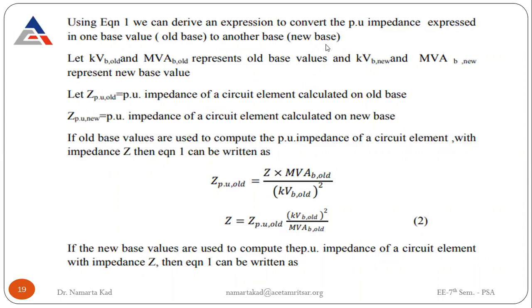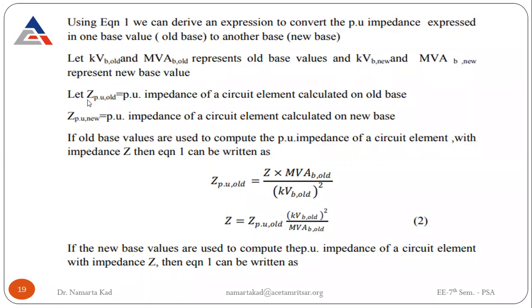Our motive in this derivation is just to convert the impedance from one base value to another base value. So let kV base old and MVA base old represent the old base values, and kV base new and MVA base new represent the new base values. Initially we assume some base values, but now for any system we want to convert them into new base values. To avoid doing all the calculations again, we simply use one formula and convert the old base values into the new base values.